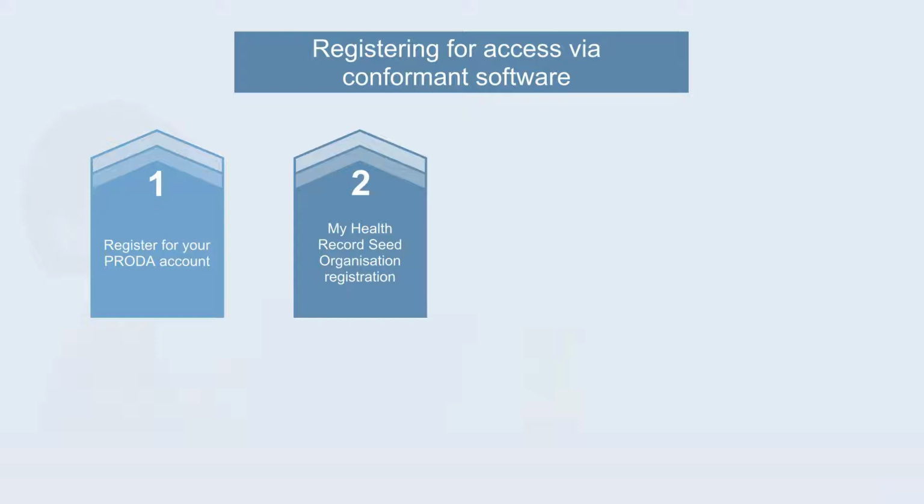Within HPOS, I'll need to link to my existing health identifiers. To link identifiers, I can either use my provider number or APRA registration. And then I can register my practice within HPOS.